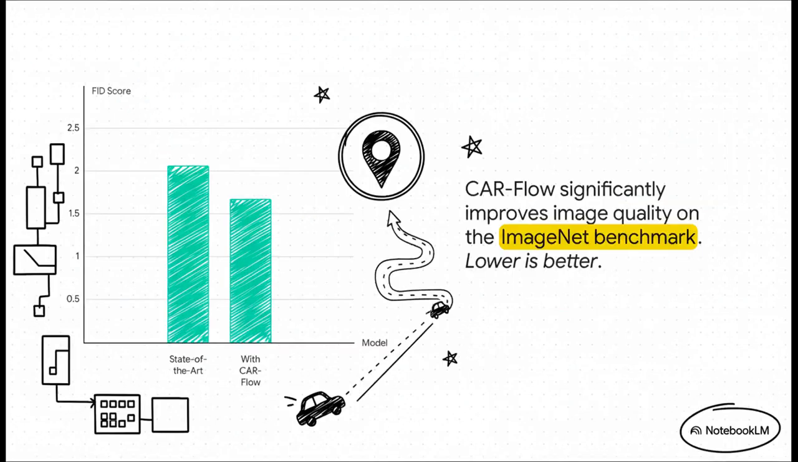And this bar chart shows you exactly what that looks like. The baseline model, which is already state-of-the-art, scores a 2.07. But by simply adding CarFlow on top, that score drops all the way to 1.68. It's just a clear, significant improvement in how good the images look.